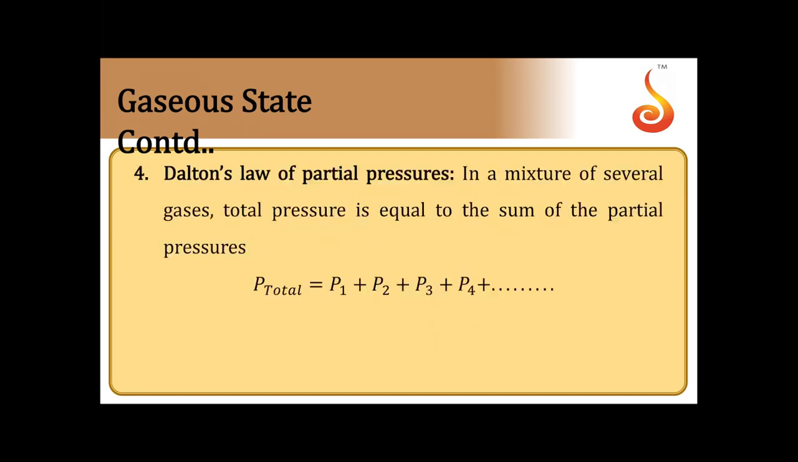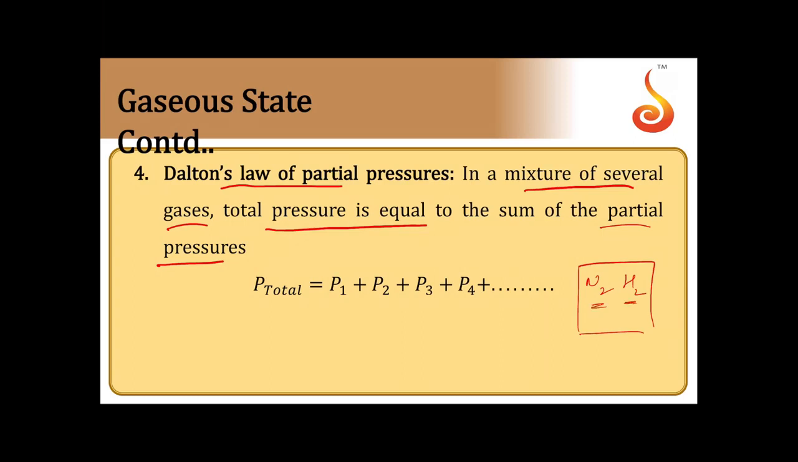Then comes Dalton's law of partial pressures. In a mixture of several gases, the total pressure of the system will be equal to the sum of the partial pressures. So if the gaseous system has two gases, say nitrogen and hydrogen, the total pressure of the mixture is given as the sum of the pressures of N2 and H2. The individual pressures are called partial pressures.